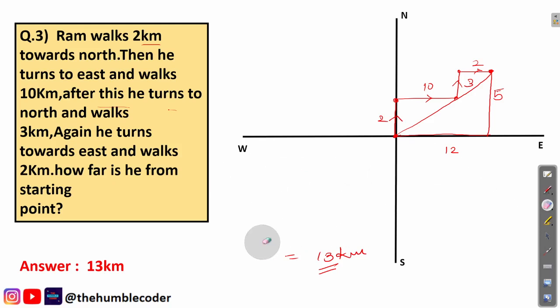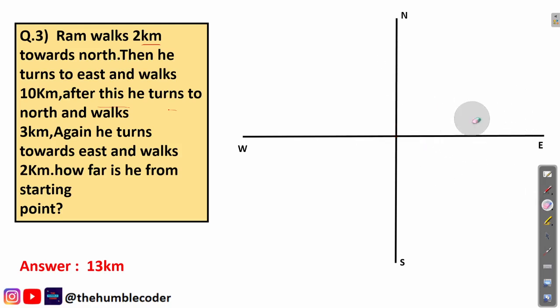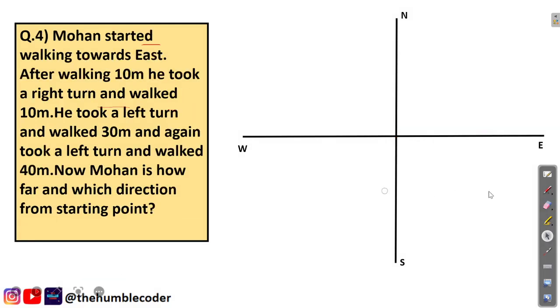So basically, whenever the person stops in between two directions, like in between north and east, then you have to apply the Pythagoras theorem in most cases. Otherwise, if the person stops at the line only, then there is no need to apply this. You can directly do the addition and subtraction. Moving on to the next question now.